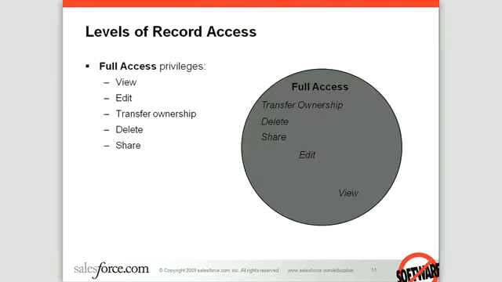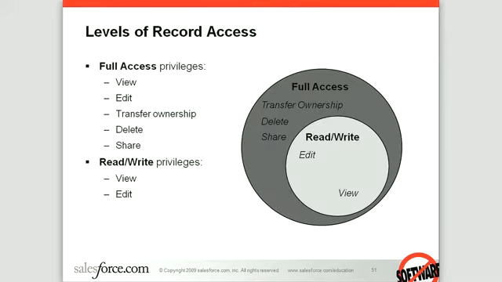All right, there are 3 levels of access. The first level of access is called full access. Full access means that you can view records, you can edit them, you can share them with other people, you can make other people the owner, transfer ownership to someone else, and you can delete them. If you have full access, those are all the things you can do.